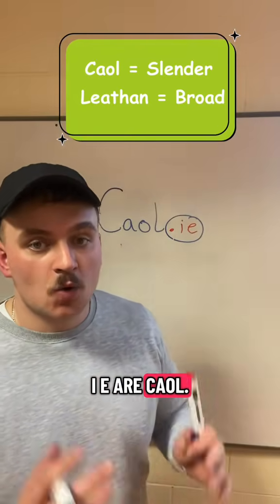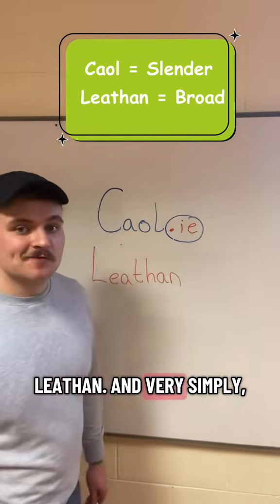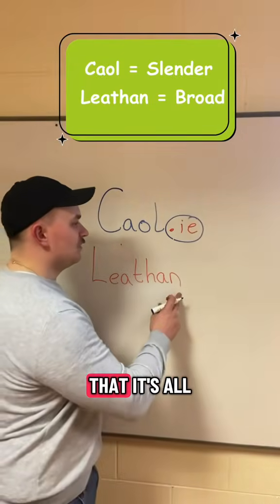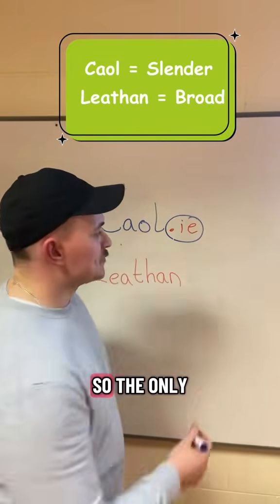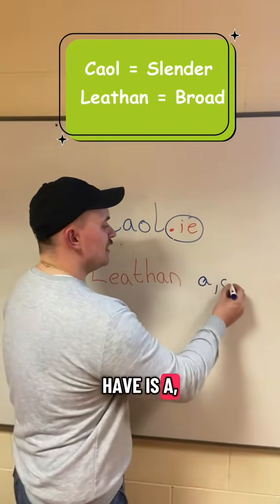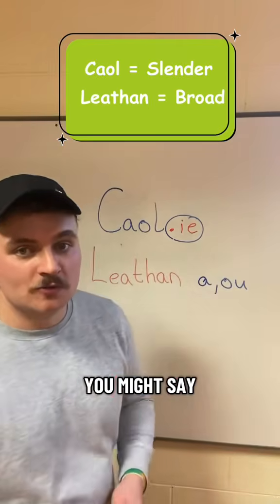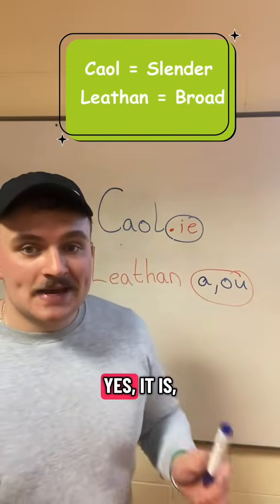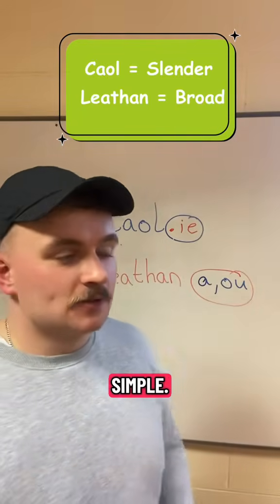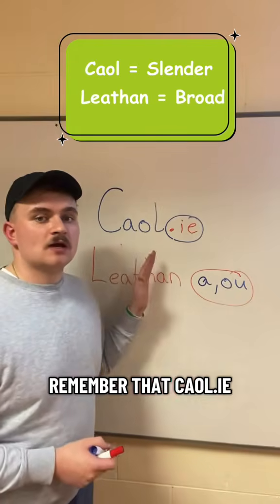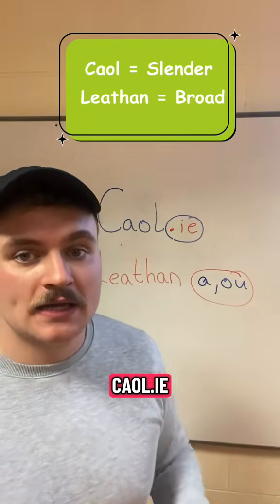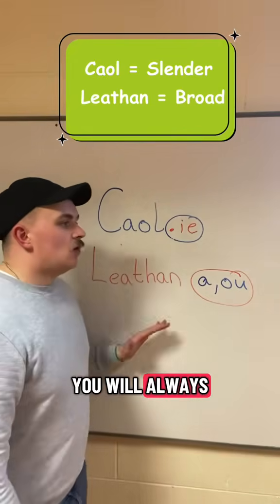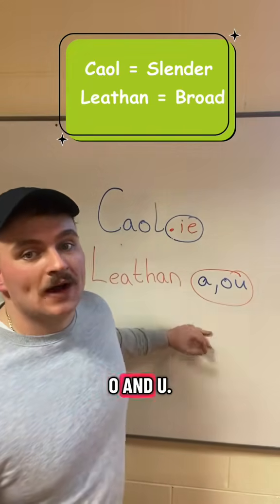The IE are Caol. Next we have Leathan, and very simply, the way I remember Leathan and the way I teach it is that it's all the other ones. So the only other options you have are A, O, and U. You might say that's maybe an oversimplified way of looking at it. Yes, it is, because it's extremely simple. If you can remember that Caol.ie is a website, you will always know IE is Caol, and you will always know Leathan is A, O, and U.